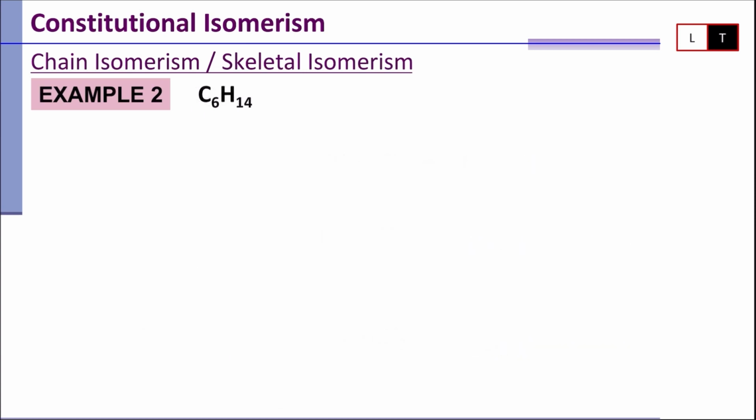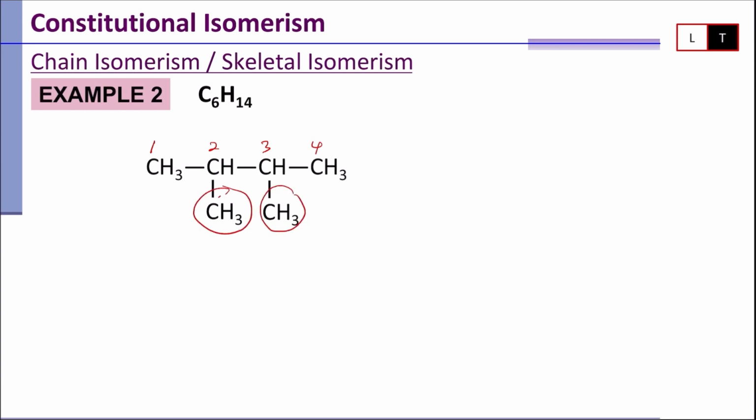Kita kecilkan carbon chain kepada 4 carbon chain. I got like this one. So my carbon chain akan mula daripada this numbering. So kita ada at carbon 2 and 3, we got 2 CH3 iaitu methyl group. Namanya adalah 2,3-dimethyl butane. So ini adalah isomer yang keempat, saya label sebagai D.